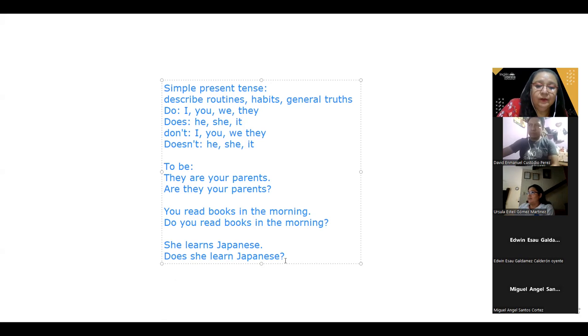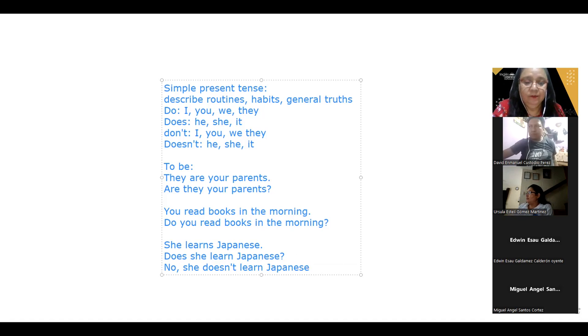Is that okay? Yes. And in negative: No, she doesn't. She doesn't learn Japanese. In the negative, we don't use the letter S either, because we say, no, she doesn't learn Japanese. Okay? So, this is affirmative. No, this is negative. No, she doesn't. This is the answer in negative.